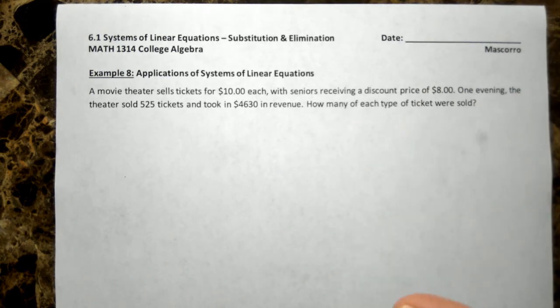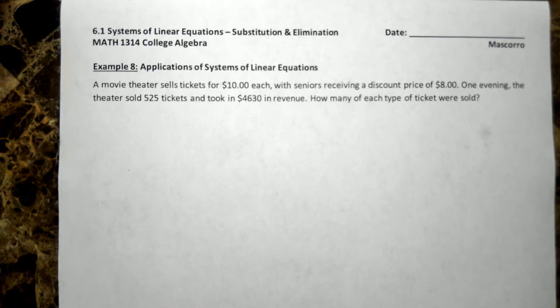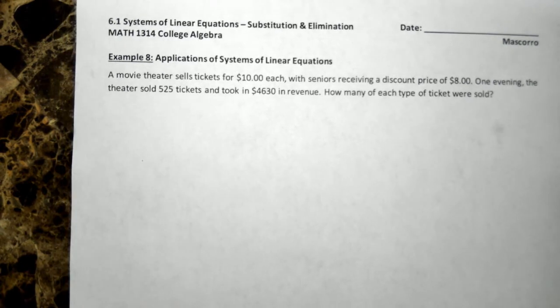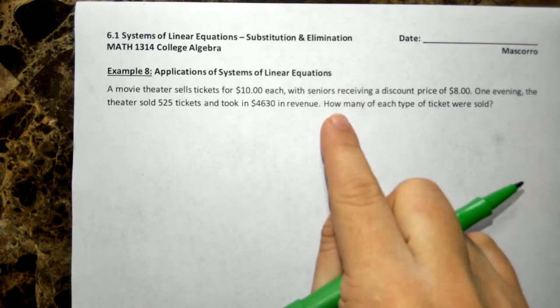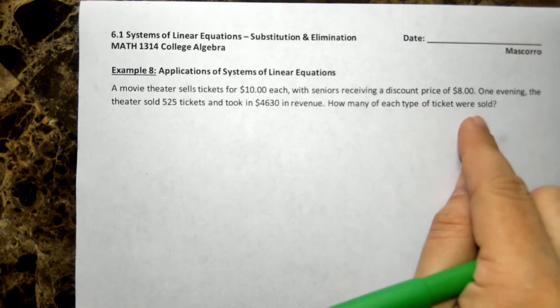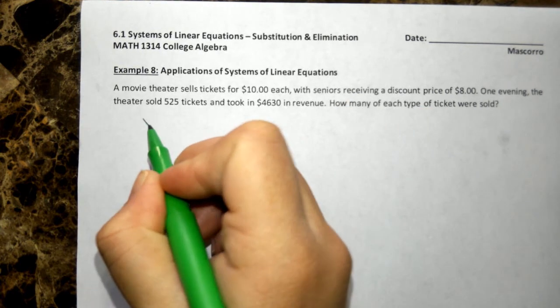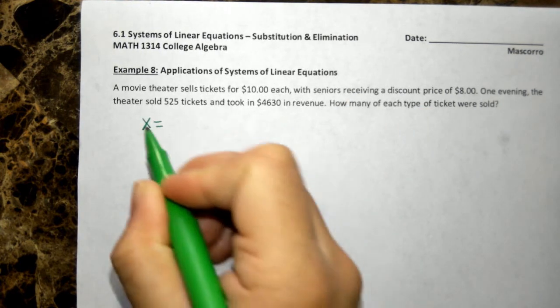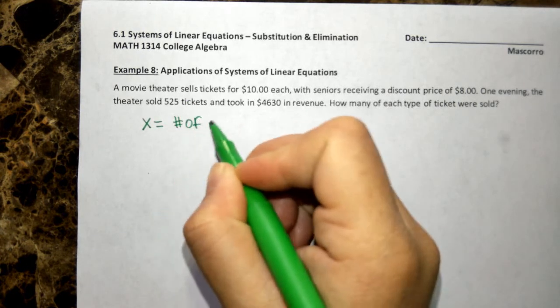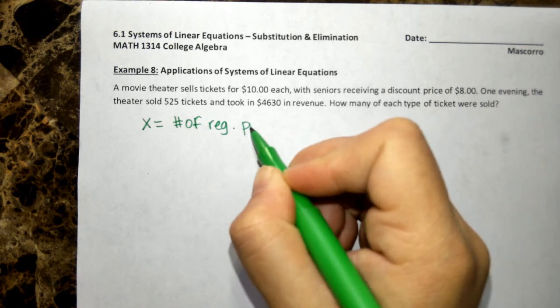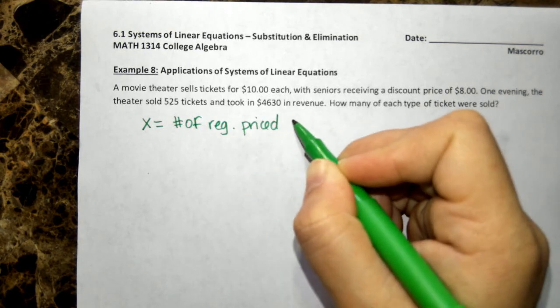So just based on this information, how many regular price tickets were sold and how many senior citizen tickets were sold? Well, what I'm going to do first is create a system, but the first thing I'm going to do is write down what I want to figure out. I want to figure out how many of each type of ticket was sold. So I'm going to make some variables. I'm going to write x, and I'm going to say x is the number of regular priced tickets sold.